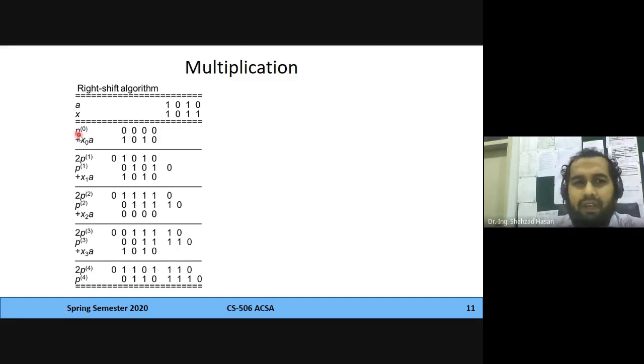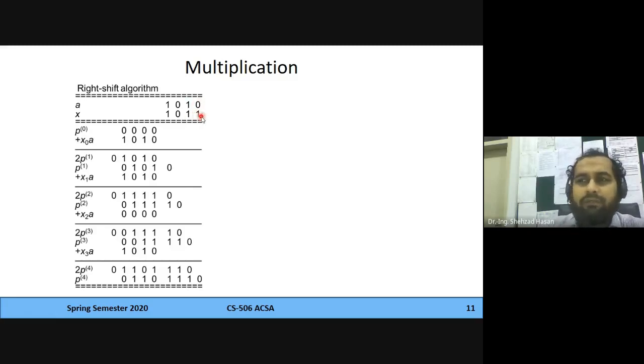So this is our initial partial product. We initialize it with 0. This is our first step: we make that register 0. Then if our first bit is 1, we are going to copy A. If the bit is 0, we are going to copy 0. So there are two options, either A or 0.